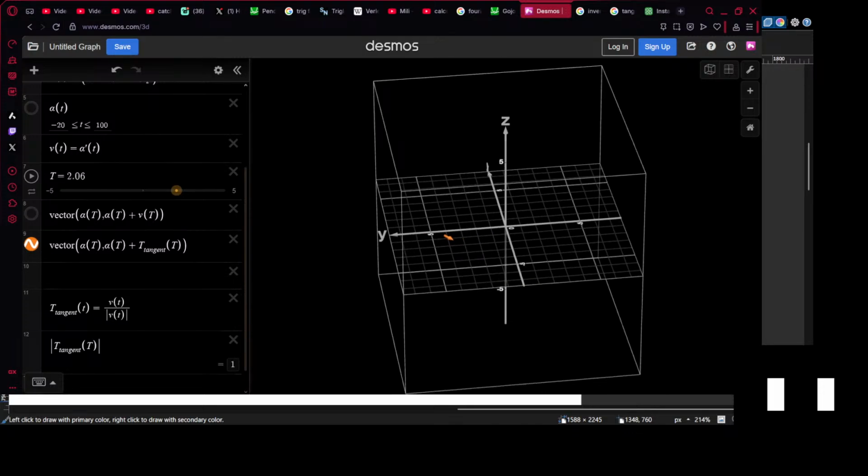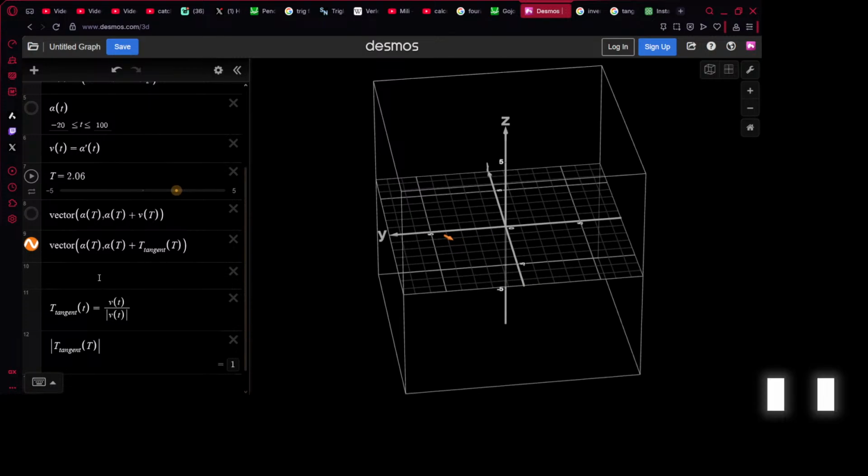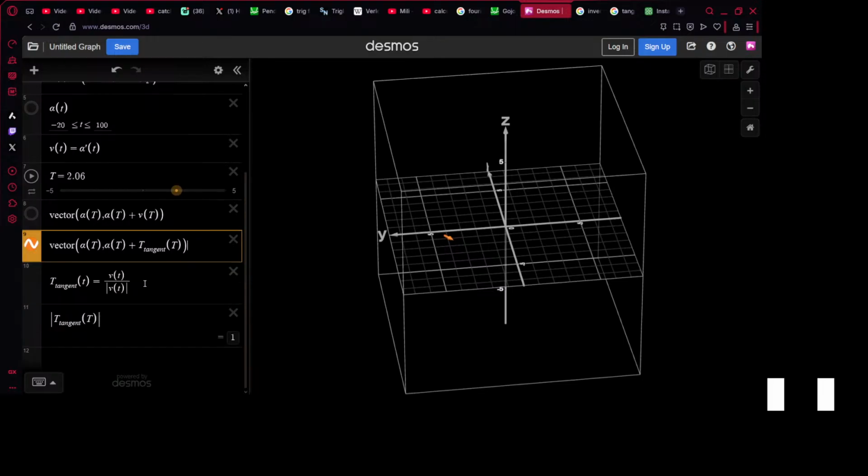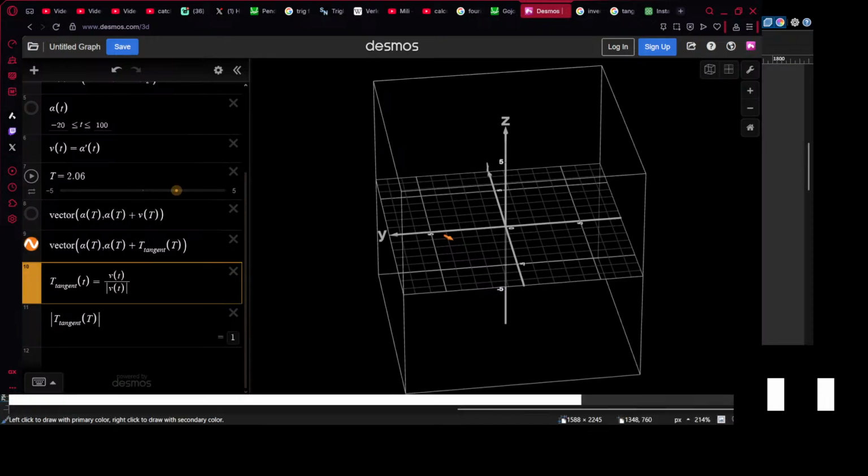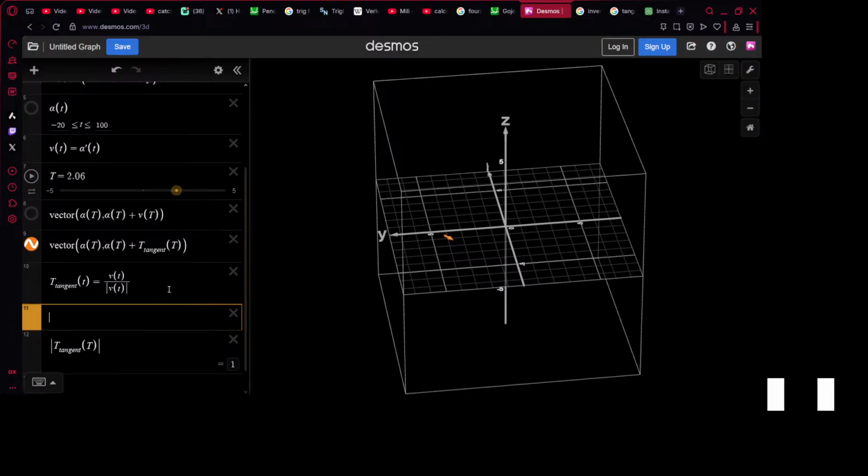Anyway, if we differentiate the tangent vector here, we are going to get, we should be.